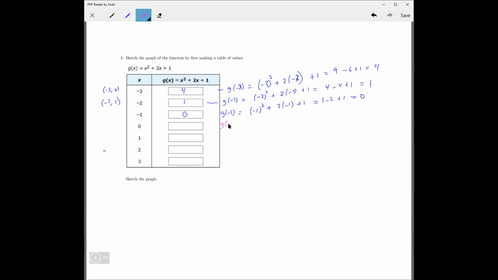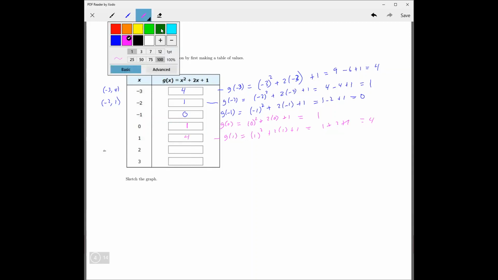And then we have g of 0. When you plug a 0 in for the function, that's going to give you your y-intercept, by the way. Those terms both go to 0, so that's just 1. And then g of 1 is 1 squared plus 2 times 1 plus 1, so that's 1 plus 2 plus 1, which is 4.